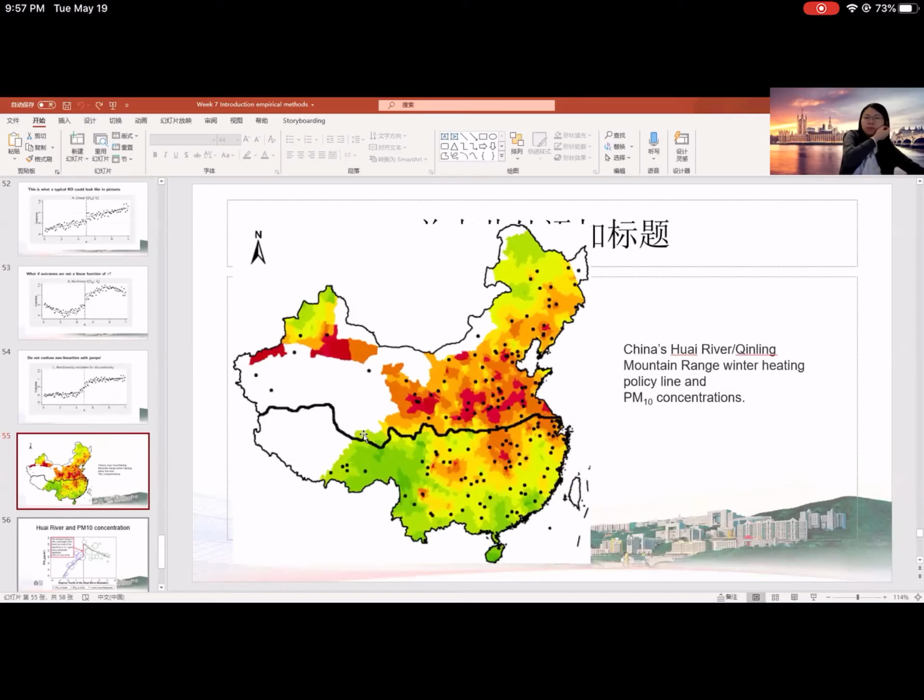Another application of regression discontinuity, and I would like you to comment on this paper critically, is to exploit a specific type of geographical division in China. This geographical division is sometimes considered the division between north and south in China.